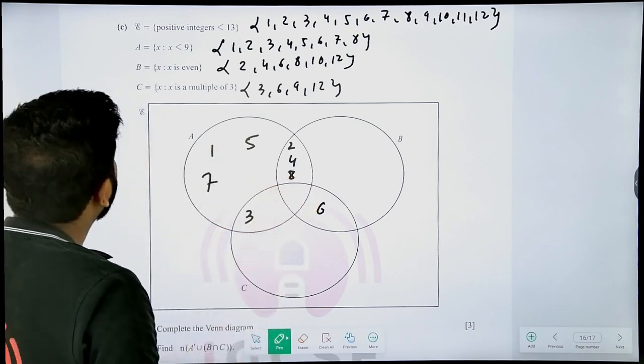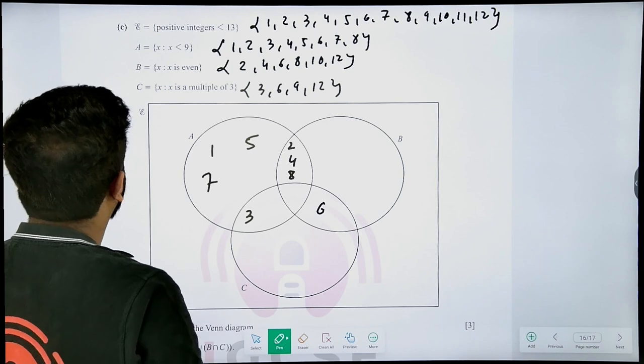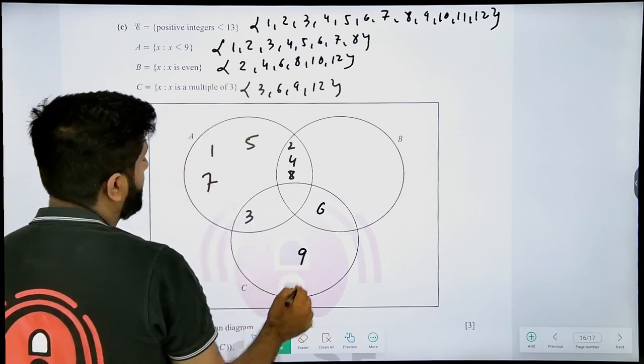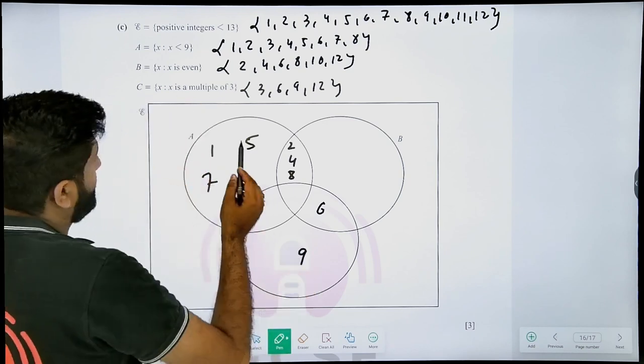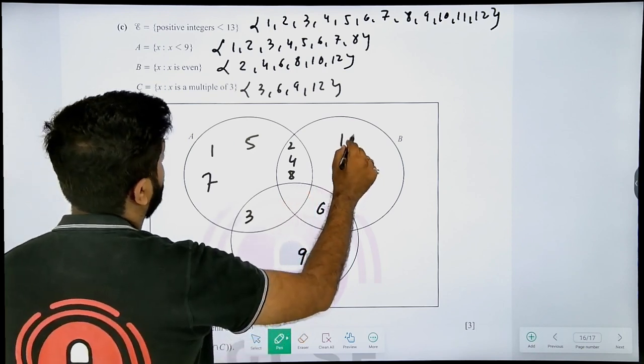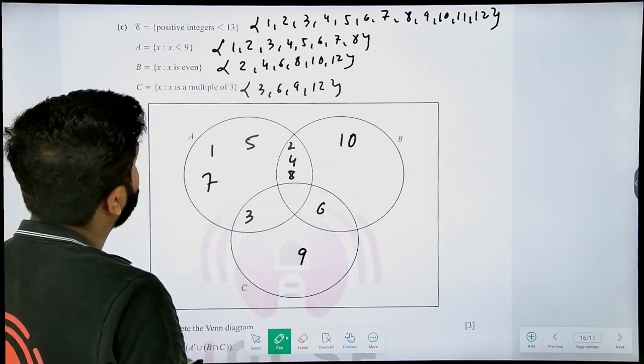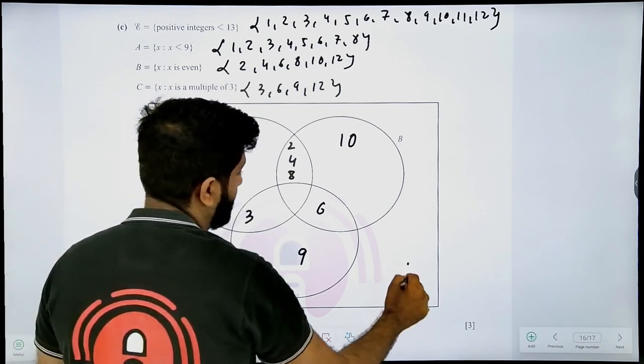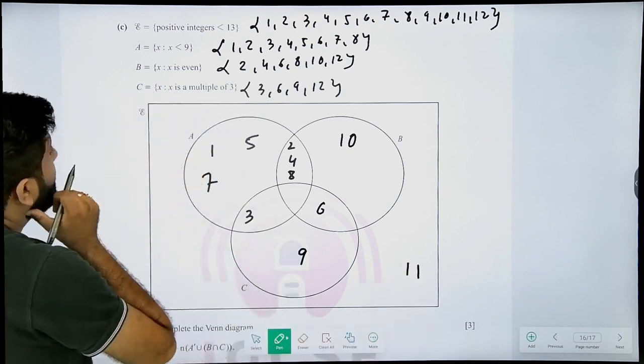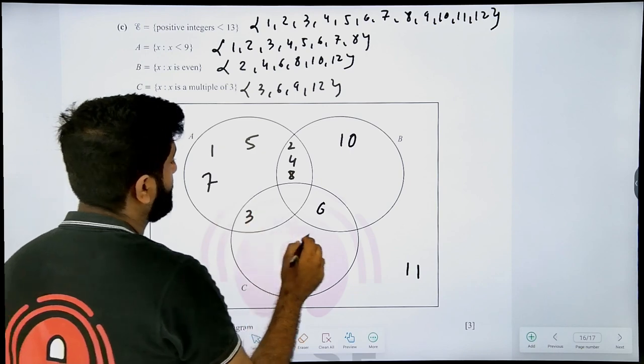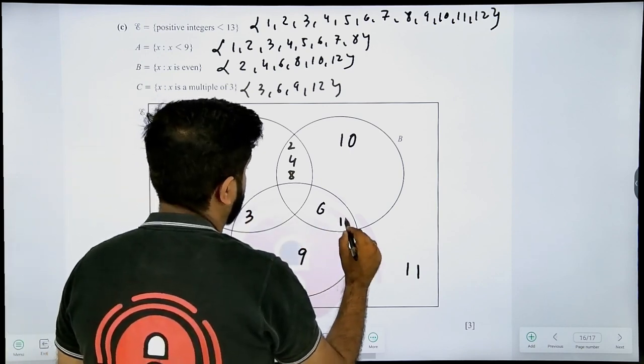Right? Then I have 9. 9 is a part of C only. Then I have 10. 10 is a part of A. I have 11. 11 is neither a part of this number, so I have 11 over here. Then I have 12. 12 is a part of B and C both. So I'll write this as 12.